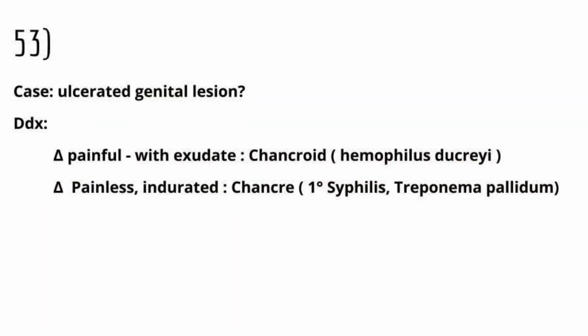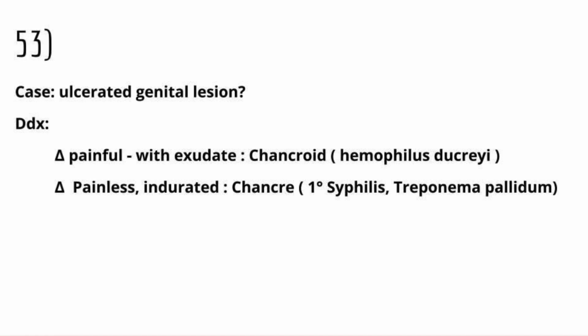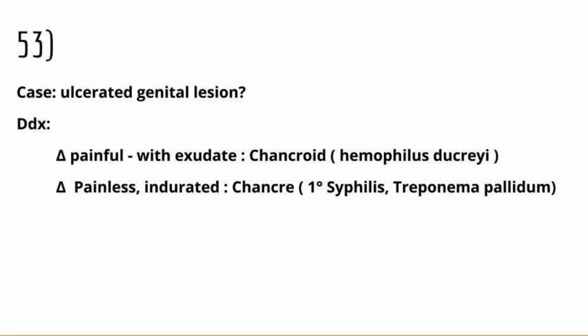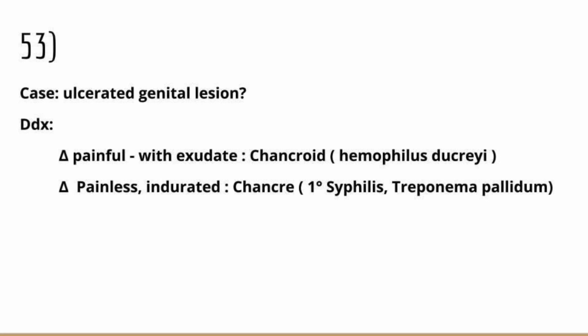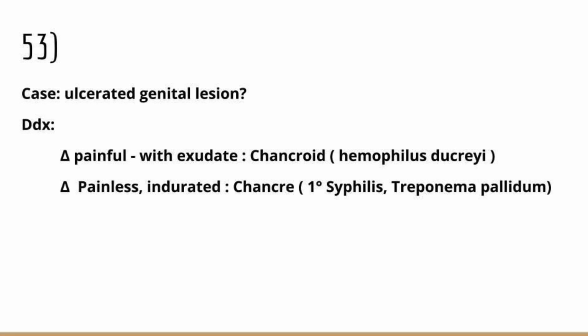53rd. There is a case with an ulcerated genital lesion. Actually, it is useful for getting into the differential diagnosis. If the genital lesion is painful with exudate, it is called chancroid, seen due to infection with Haemophilus ducreyi. And if the lesion is painless and indurated, it is called a chancre. It is seen in primary syphilis, which is caused by Treponema pallidum.